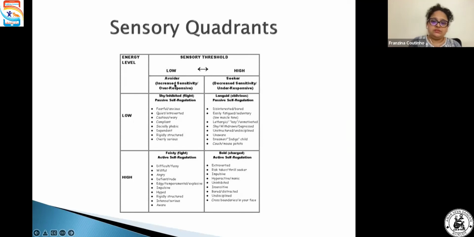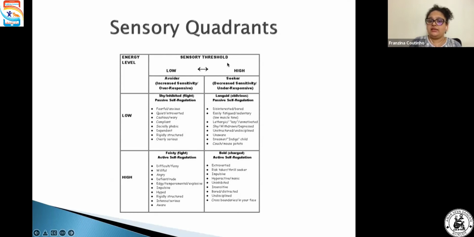Okay. So what this means is you have an avoider who's oversensitive and their energy level is low. So they're anxious, they're quiet, they'll just sit in one place. So you remember I said some people just sit like a potato or a sloth. So they're sensory avoiders, and they have low energy levels. Okay. Then you have the high energy levels and you have the avoiders. They're angry, they're serious, they're impulsive, they're temperamental, they're very fussy. Okay, they would fit over here.